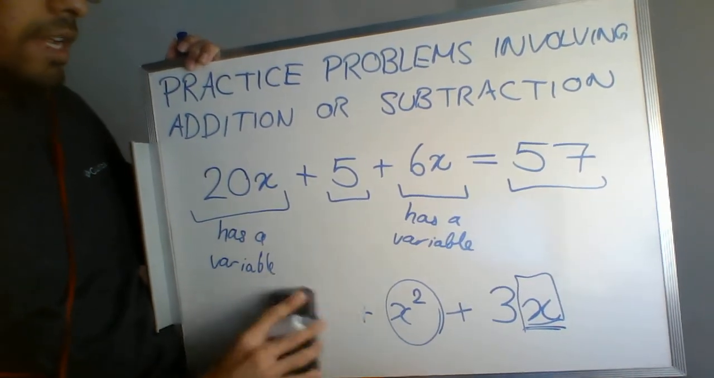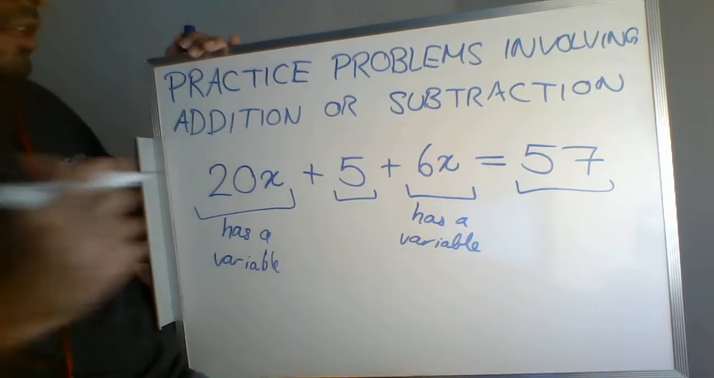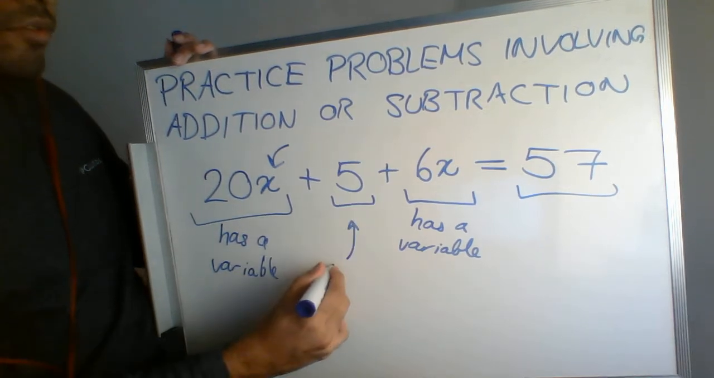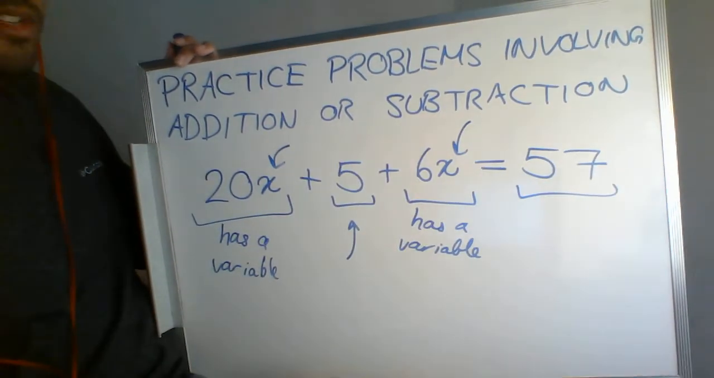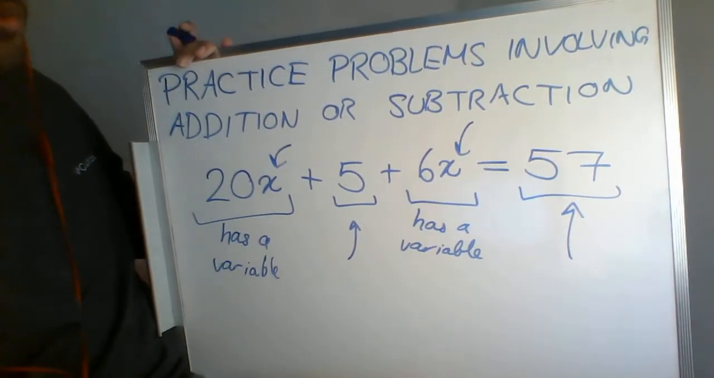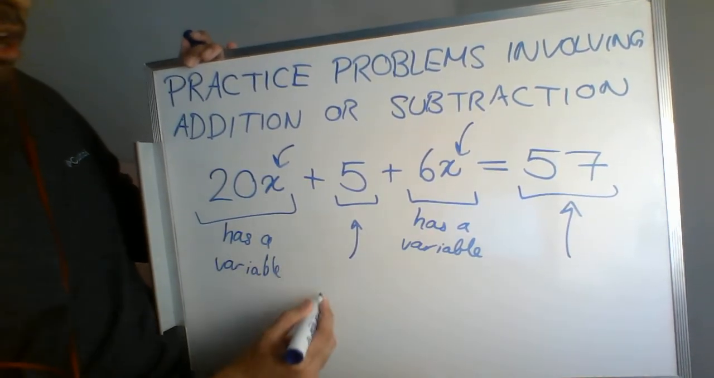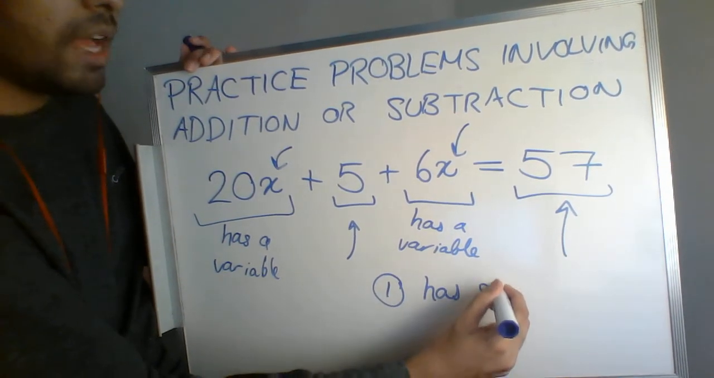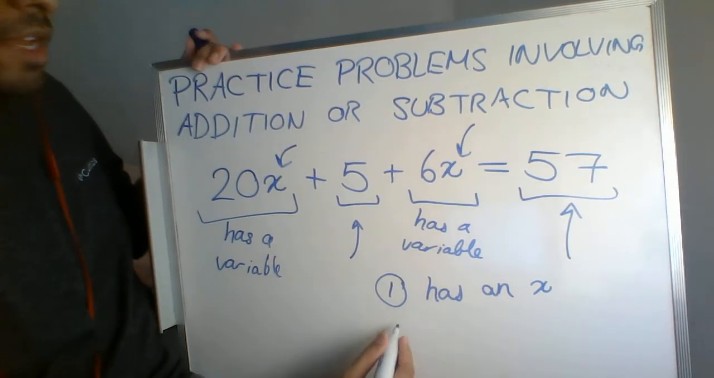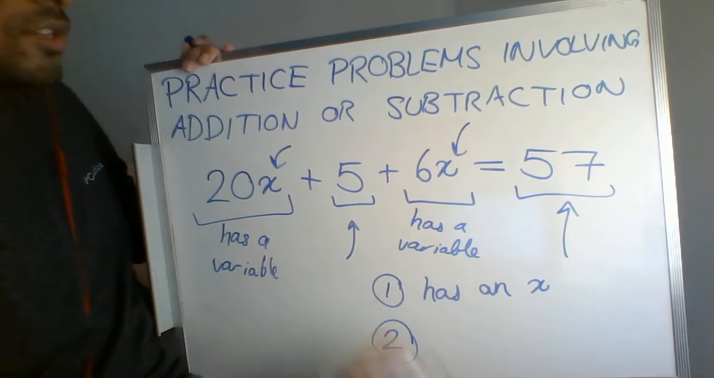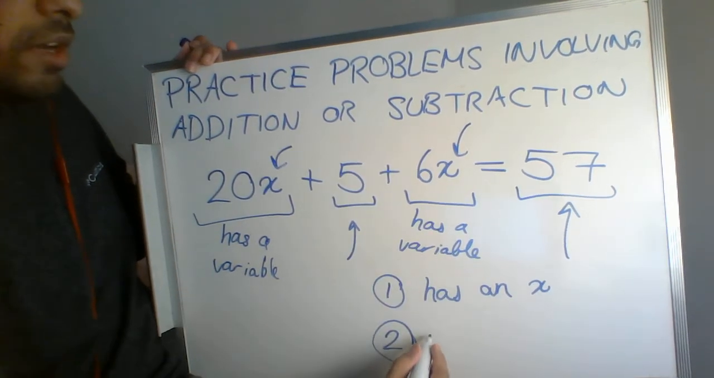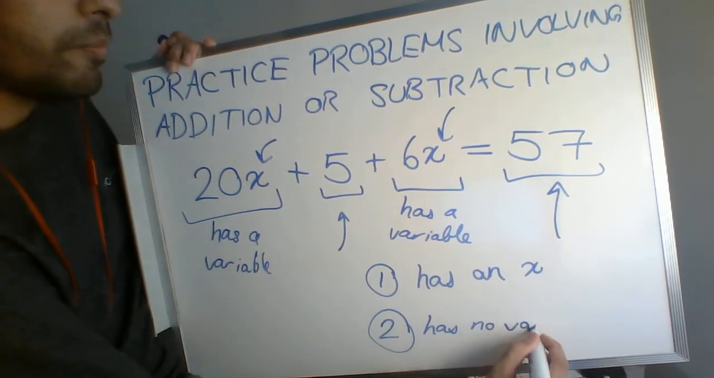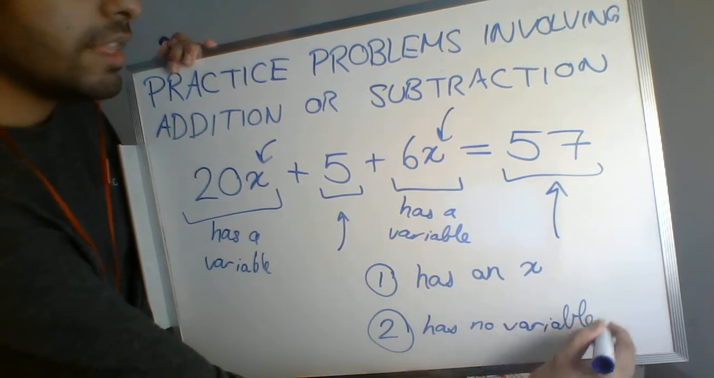So if we take that idea to the context of what we've got in this problem, this first term has an x as its variable, this second term has no variable, this third term has an x as its variable, and this thing has no variables whatsoever. So we've got two different types of terms here. One has an x somewhere inside of it, no x squared, no x cubed, no y, just a single x. And the other one has no variables at all. So we've got those two types of terms in this problem here.